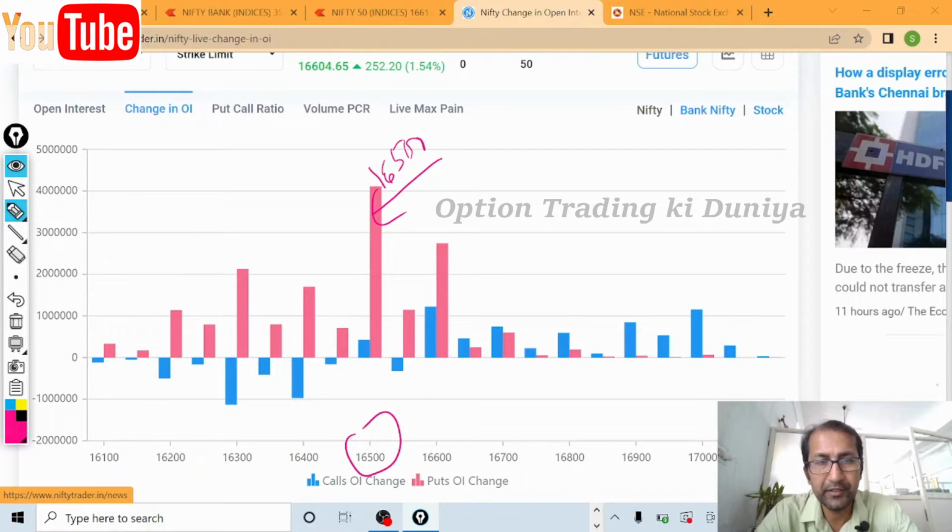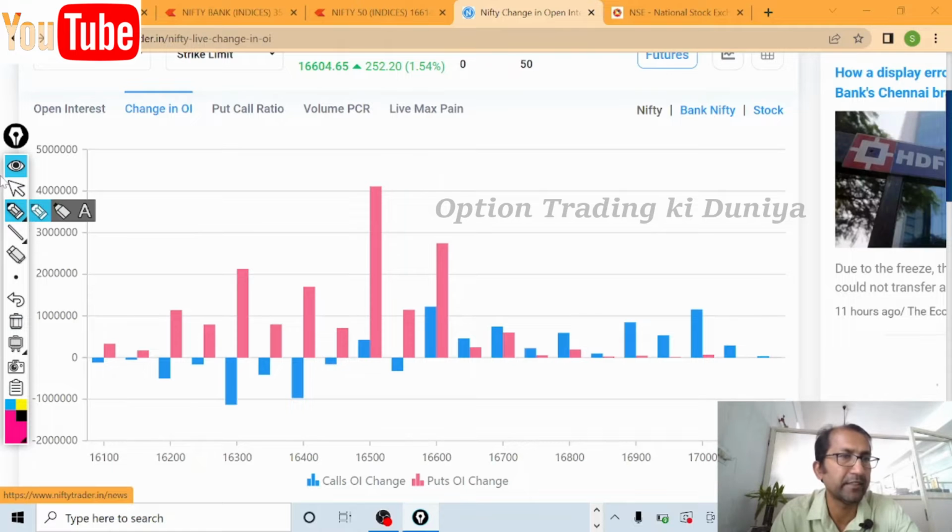And next you can see on the call side nothing much is there, and also at 16,600 positions are built. So both are going to be major resistances, 16,500 and 16,600. Now let me come to the Bank Nifty chart.